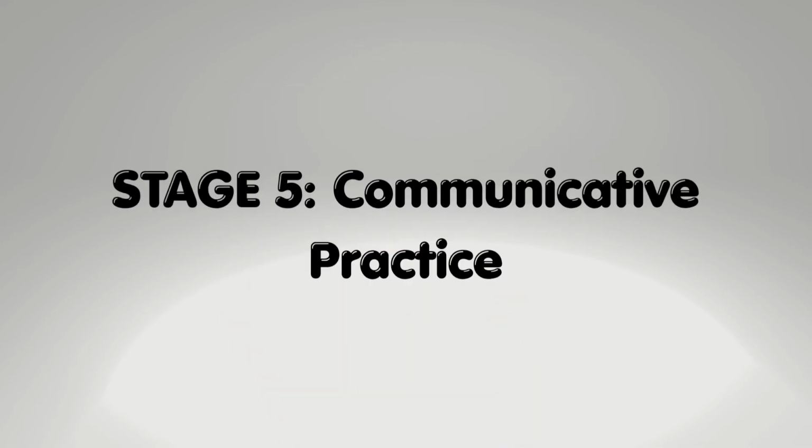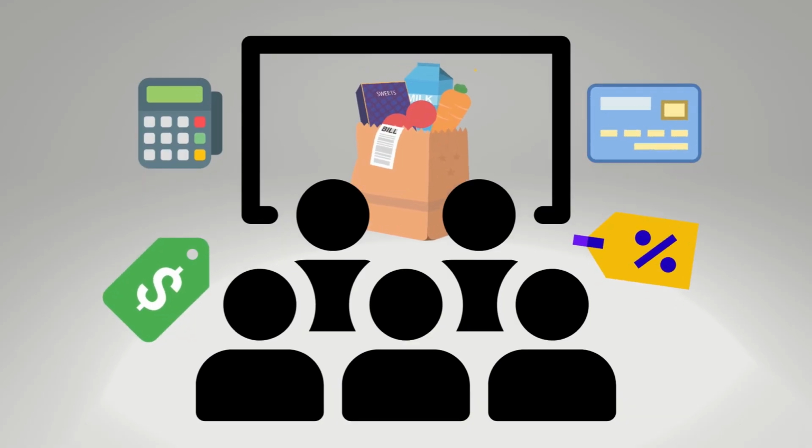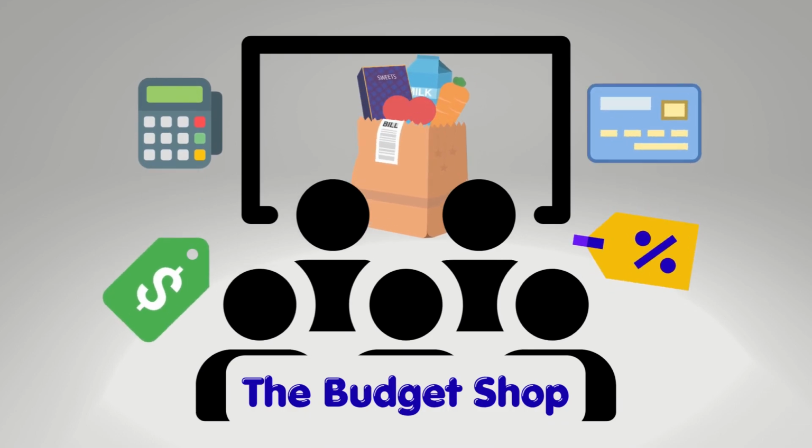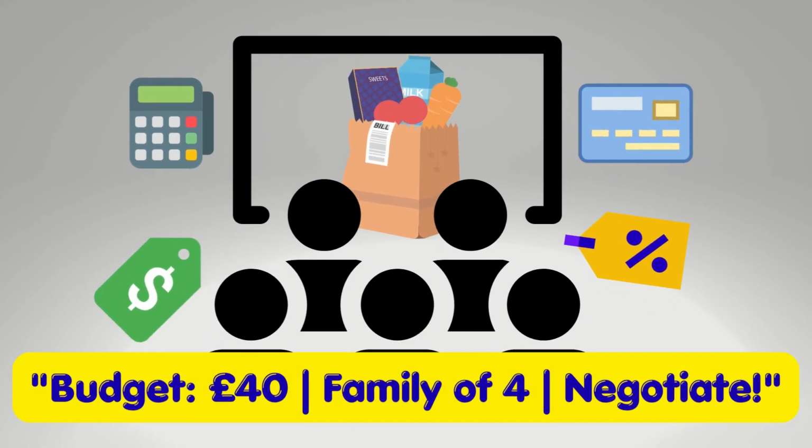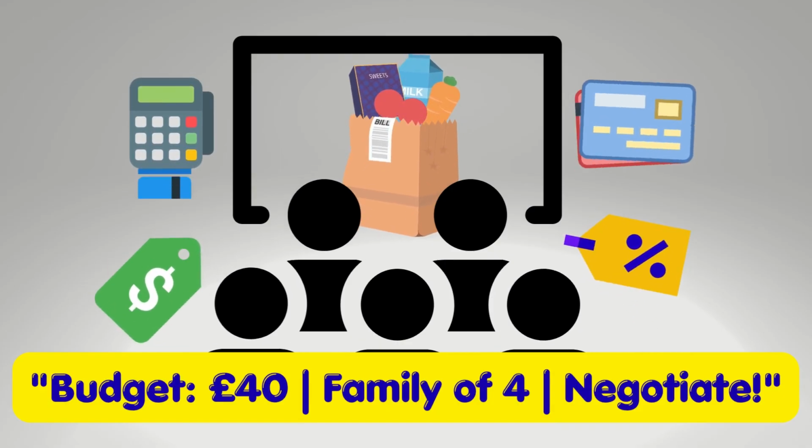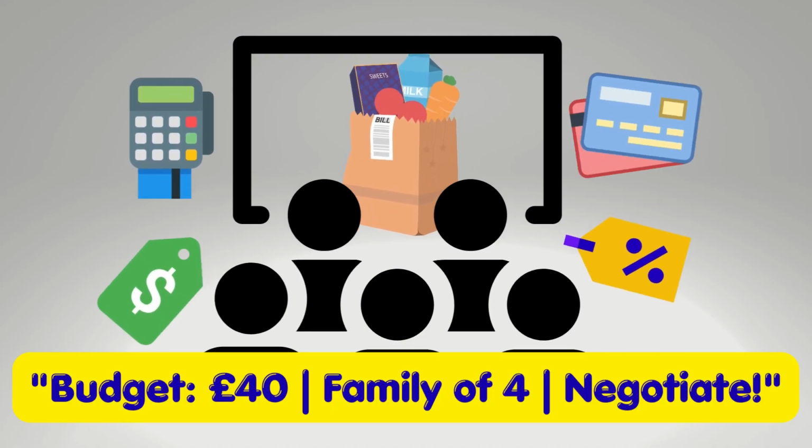Stage 5, Communicative Practice. This is the heart of the lesson. Freer practice in a real-world scenario. The activity is called the budget shop. In groups of 3 or 4, students must plan a weekly shop for a family of 4 on a tight budget of £40. They're given a list of 20 supermarket items with varying prices, and they have to negotiate in English which to buy and which to leave out.